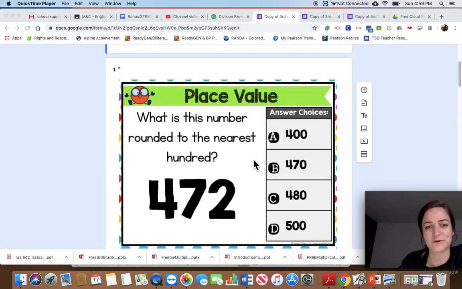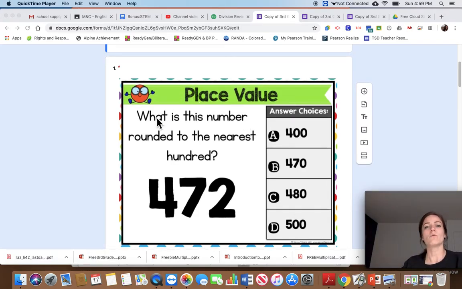Okay, here is question number 1, place value. What is this number rounded to the nearest 100? So not the nearest 10, but the nearest 100. Go ahead and round it.